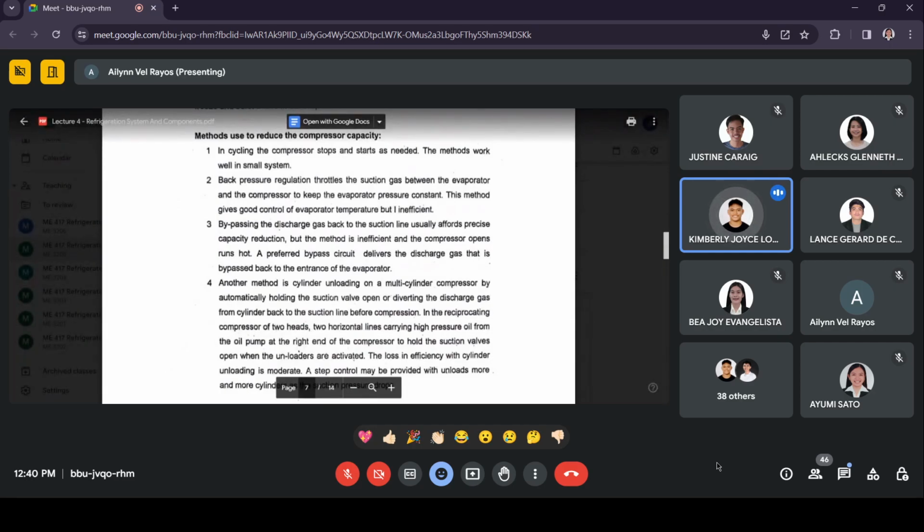Number 1, in cycling, the compressor stops and starts as needed. The method works well in small systems. 2, back pressure regulation throttles the suction gas between the evaporator and the compressor to keep the evaporator pressure constant. This method gives good control of evaporator temperature but is inefficient. 3, bypassing the discharge gas back to the suction line usually affords precise capacity reduction, but the method is inefficient and the compressor runs hot.